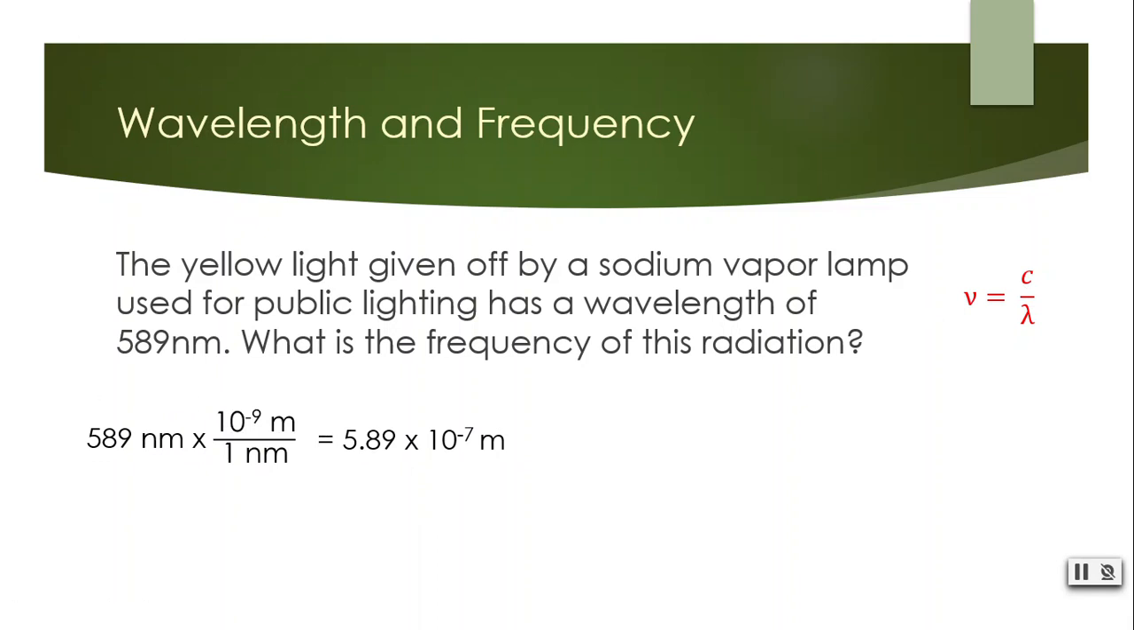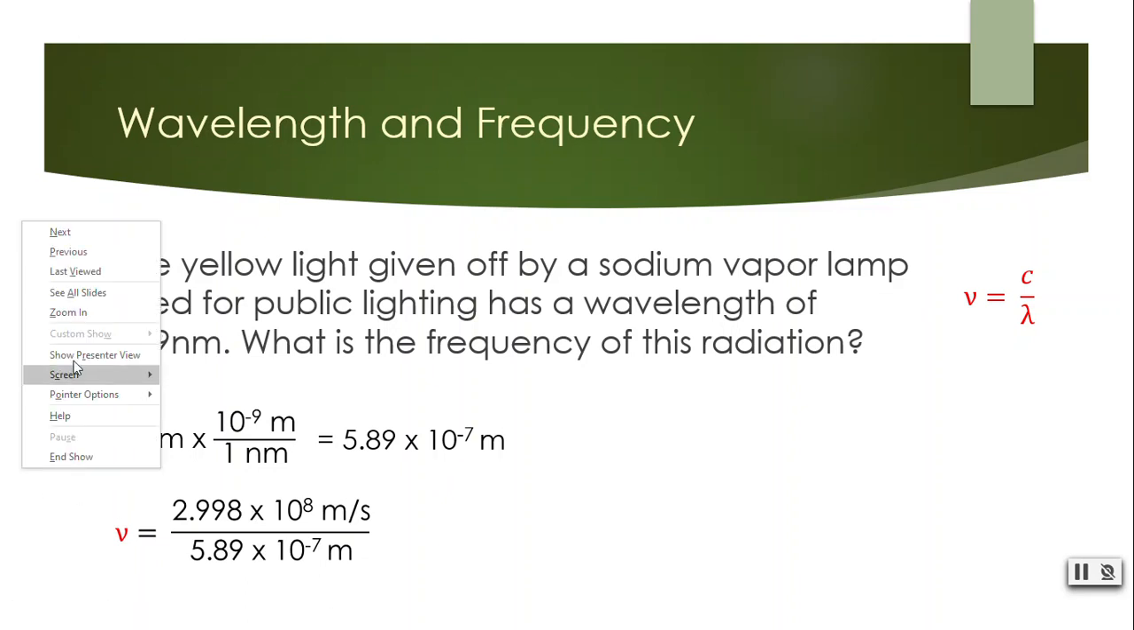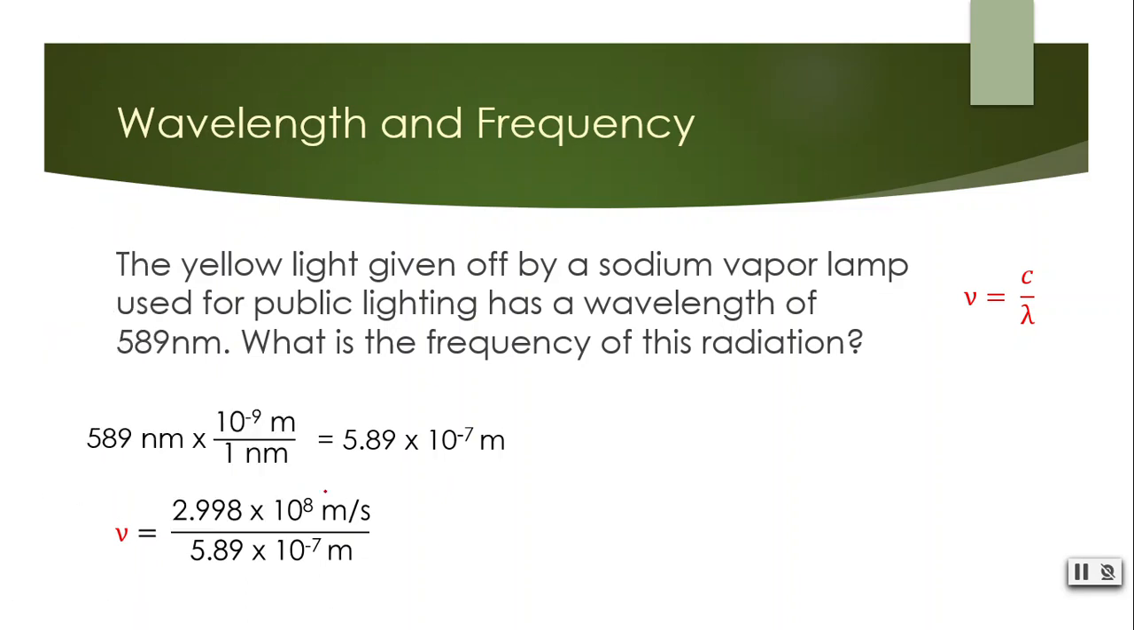I can now take that, put that in the denominator with the speed of light in the numerator, and get my little pen here, and doing the appropriate division, I get a frequency that's in per second, which is great because that is the unit for frequency. So my frequency for this wavelength of light is 5.09 times 10 to the 14th.